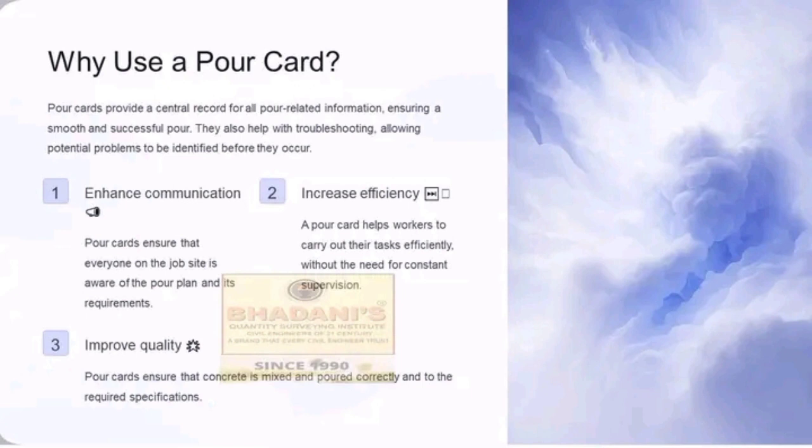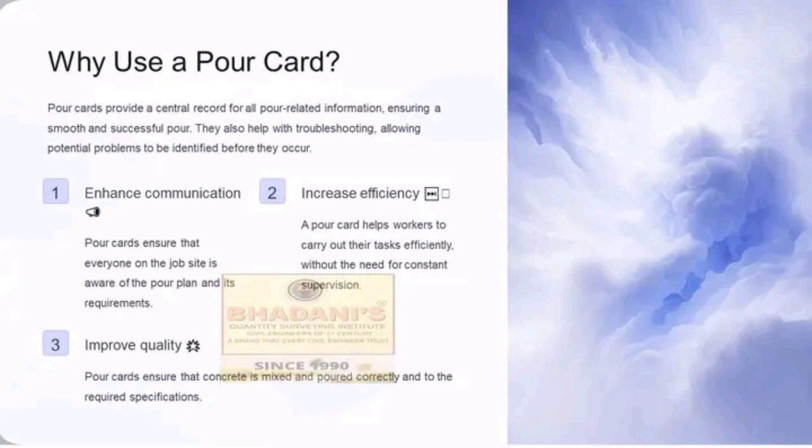A POA card will also enhance communication on site. What do I mean when I say it enhances communication? POA cards ensure that everyone on the job site is aware of the POA plan and its requirements. When you are working in a place and each and every person, all the laborers, are aware of what they do, the work will be easier.